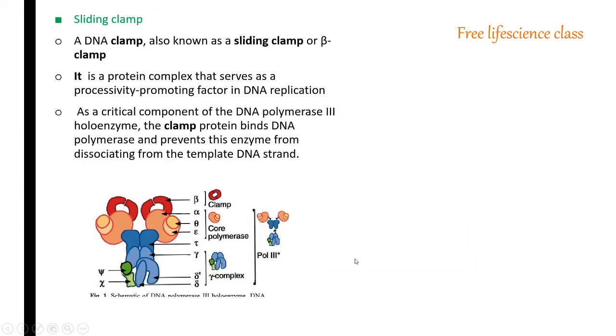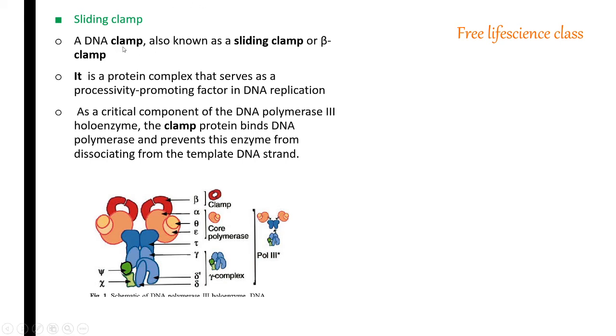Next, we are moving into sliding clamp. This sliding clamp is one of the important enzymes. We can say that it is an accessory enzyme, and it is also an important one because this enzyme will help the DNA polymerase to constantly bind to the template strand. It doesn't allow the DNA polymerase to detach from the template strand.